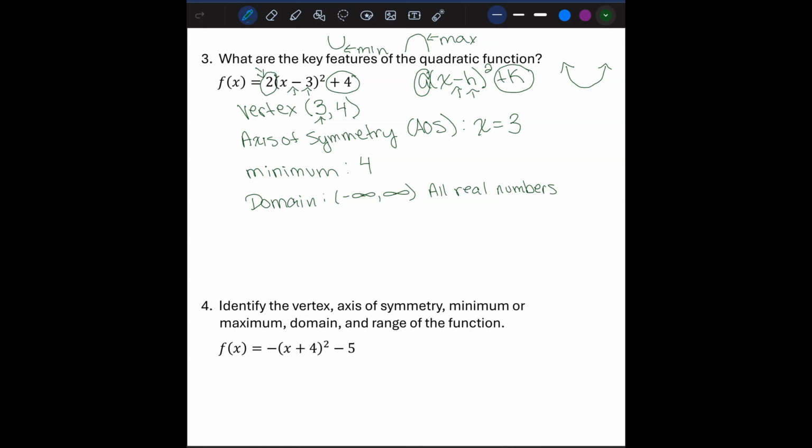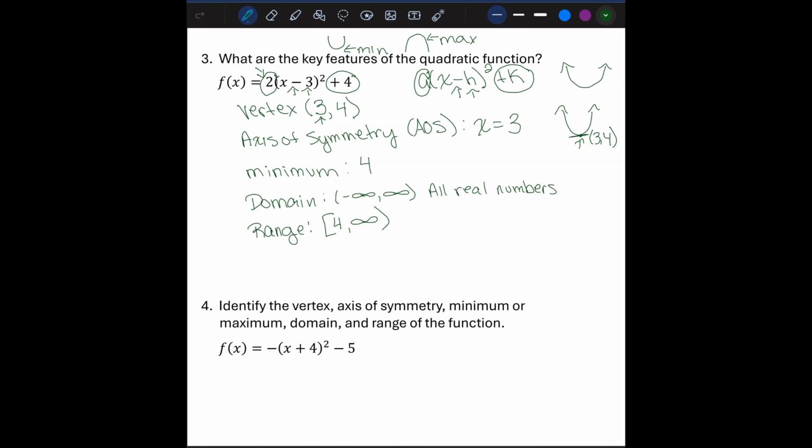All right, but I know that this opens up, and its vertex is here at 3, 4. So the lowest this graph is going to go is 4, and then it's going to go up. So for the range, the lowest our graph is 4, and then I can have any y value that goes up.